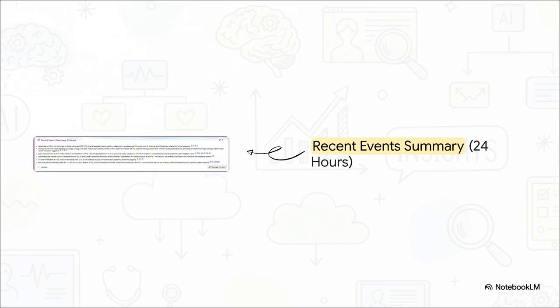Next, for your daily rounding, you've got the 24-hour recent events summary. This captures exactly what's changed clinically in the last day. It essentially filters out all the noise and highlights the medication shifts, new lab results, and vitals changes, basically giving you the highlight reel right before you walk into the room.